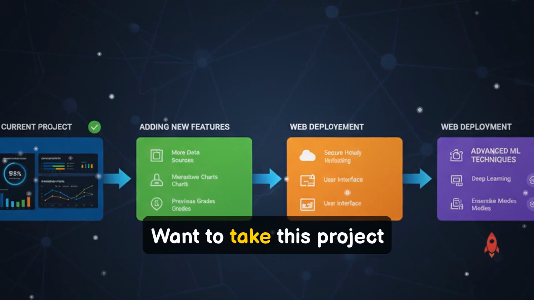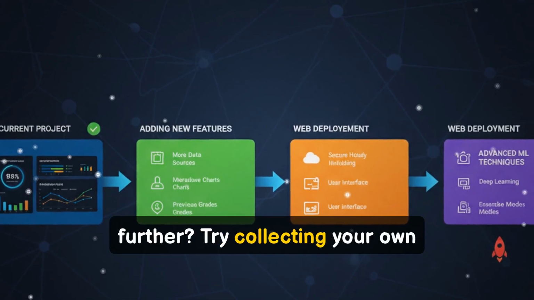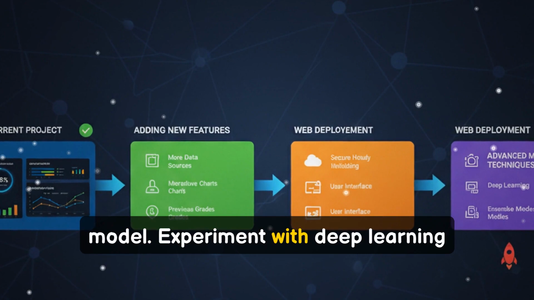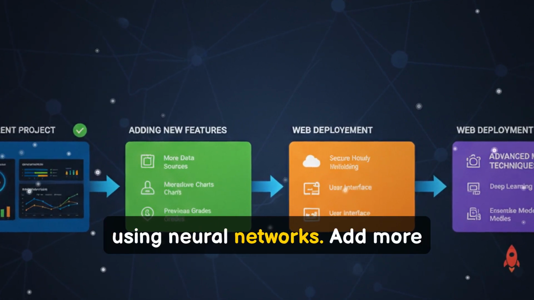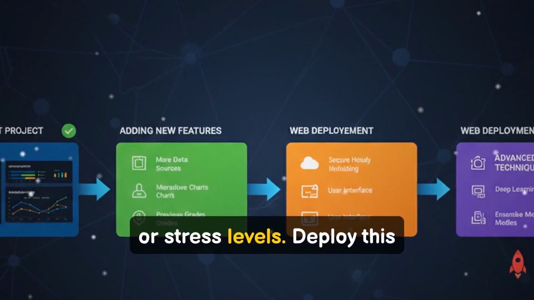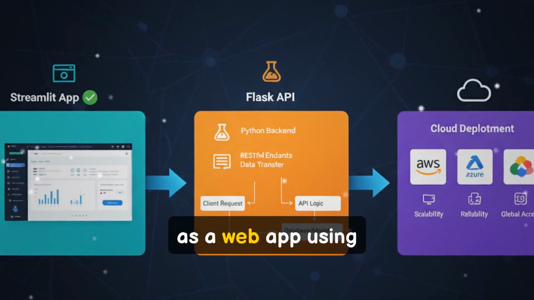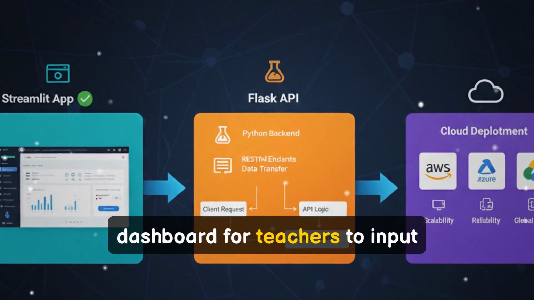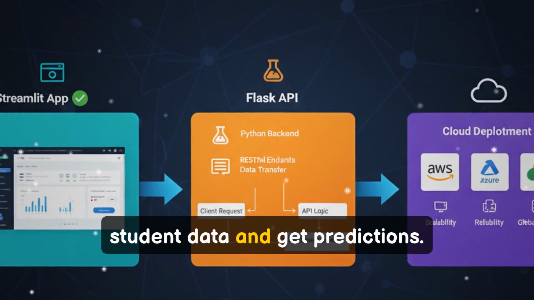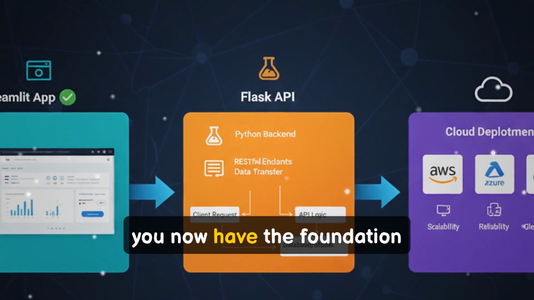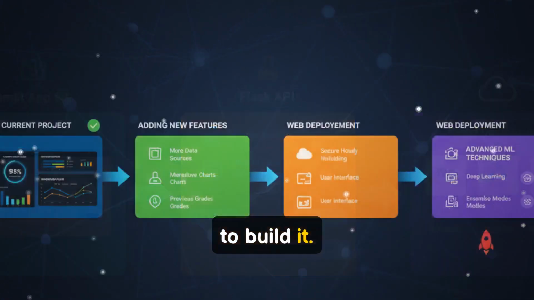Want to take this project further? Try collecting your own student data and training a model. Experiment with deep learning using neural networks. Add more features like sleep hours, nutrition, or stress levels. Deploy this as a web app using Streamlit or Flask. Create a dashboard for teachers to input student data and get predictions. The possibilities are endless, and you now have the foundation to build it.